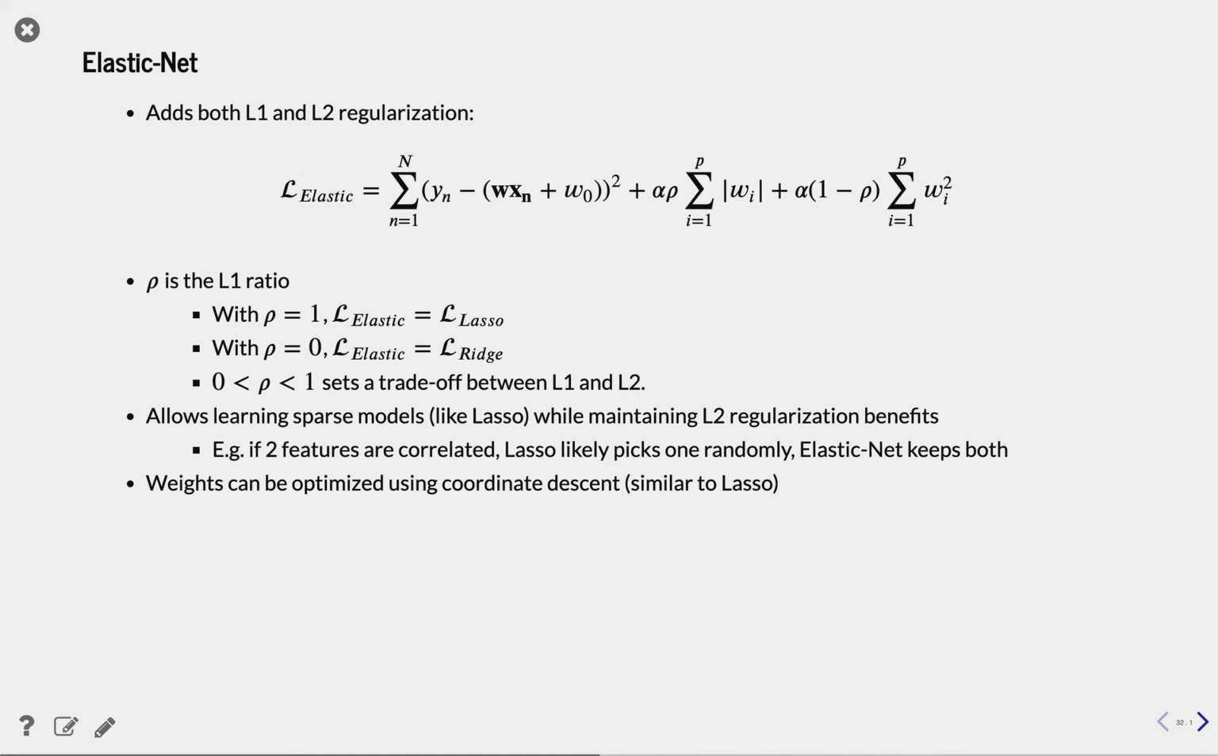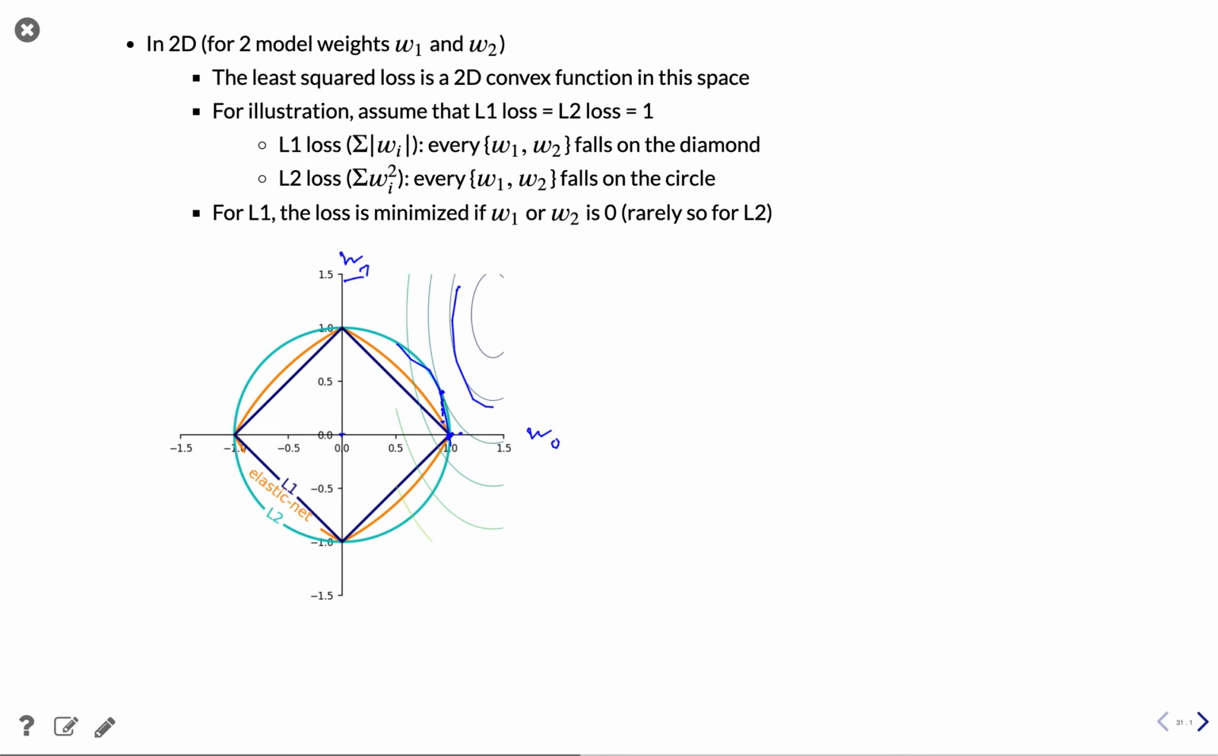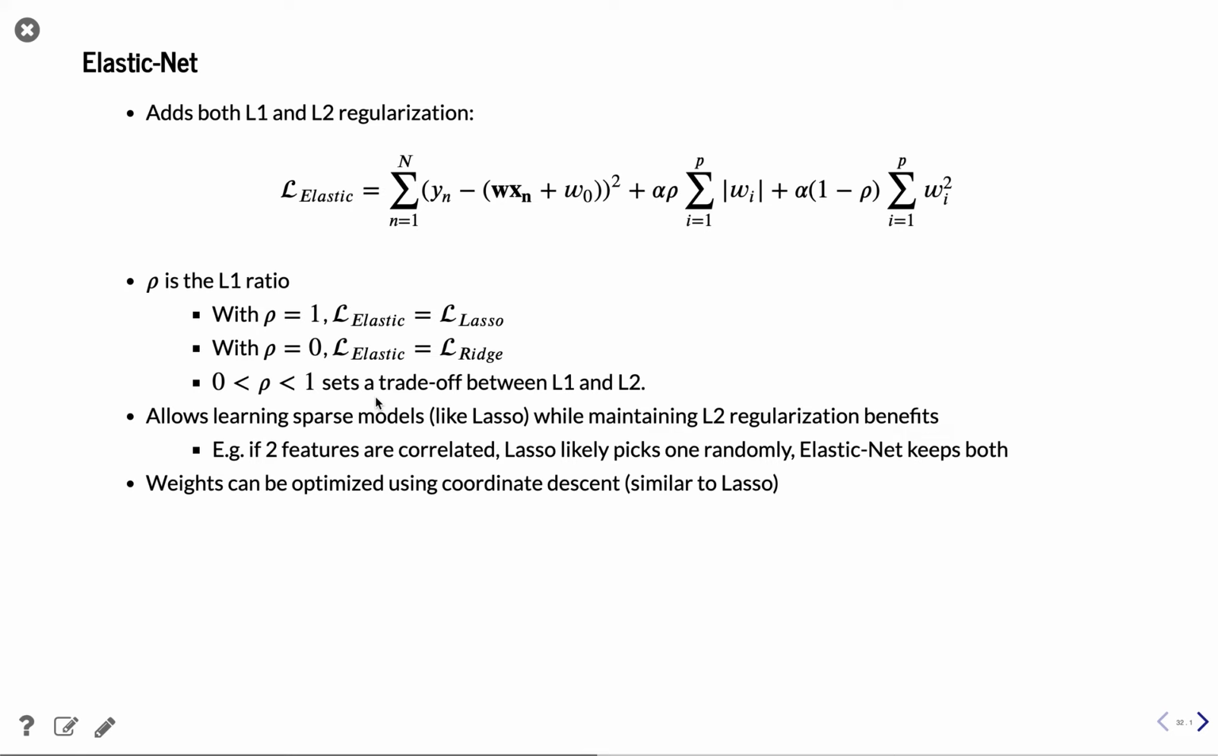Finally, we can also imagine loss functions which are in between. One of the most well-known ones is elastic-net, which is shown here by this red curve. So it's a combination of L1 and L2. It looks exactly like this.